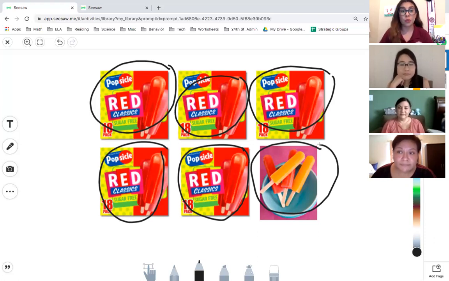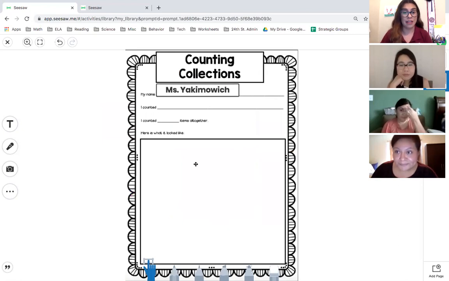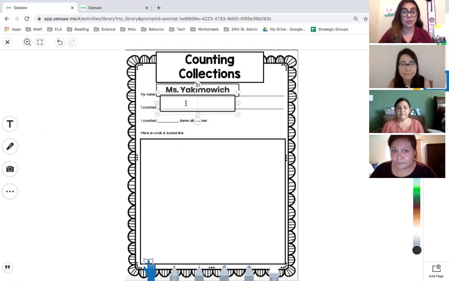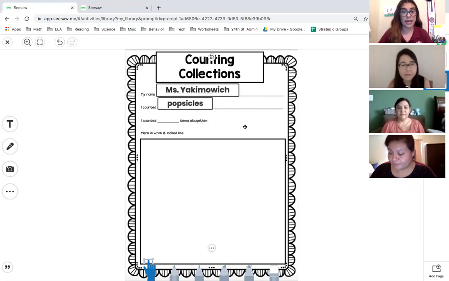All right, so now we grouped our collection into groups of 18, and now that we have our groups, we're going to go to our second page, the recording sheet. Remember, it's here on the second page, so we need to make sure that we record everything here. The first thing I'm going to do is write my name right here. And the next thing I want to tell everyone is what I counted. We're counting popsicles, and we can make this smaller so that it fits on the line. We don't know how many items yet. We're going to get to that.